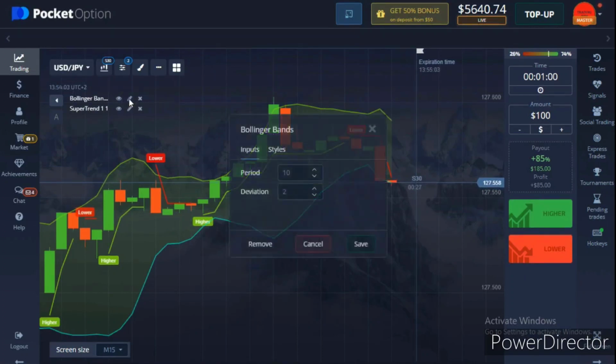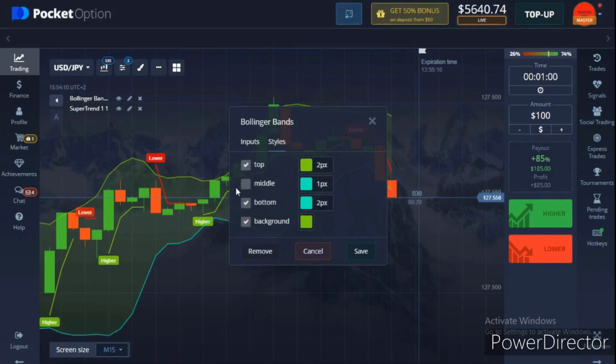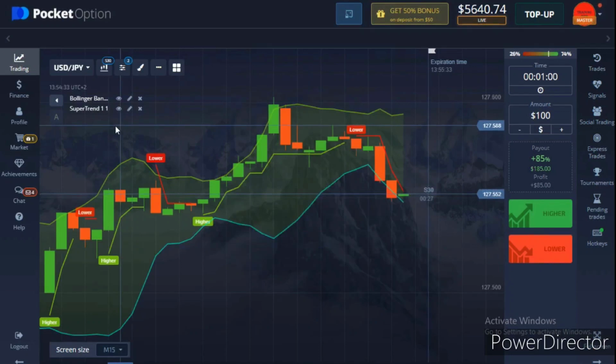The first indicator I'm using is called Bollinger Bands with this setting. The period is 10 and the deviation is 2. On the style part, I remove the middle line of the Bollinger Band, and I change some colors. For the first line and the bottom line, I use 2 pixels each. So that's pretty much all I did on the Bollinger part. When you're done, you hit save.